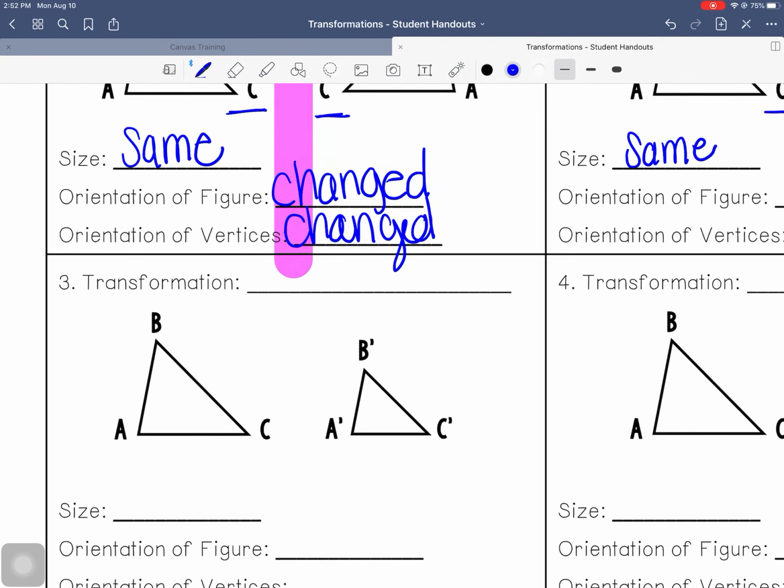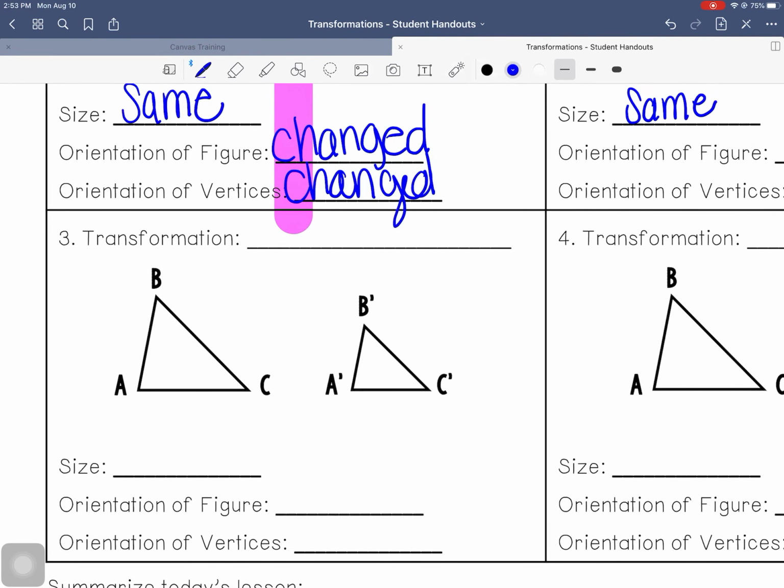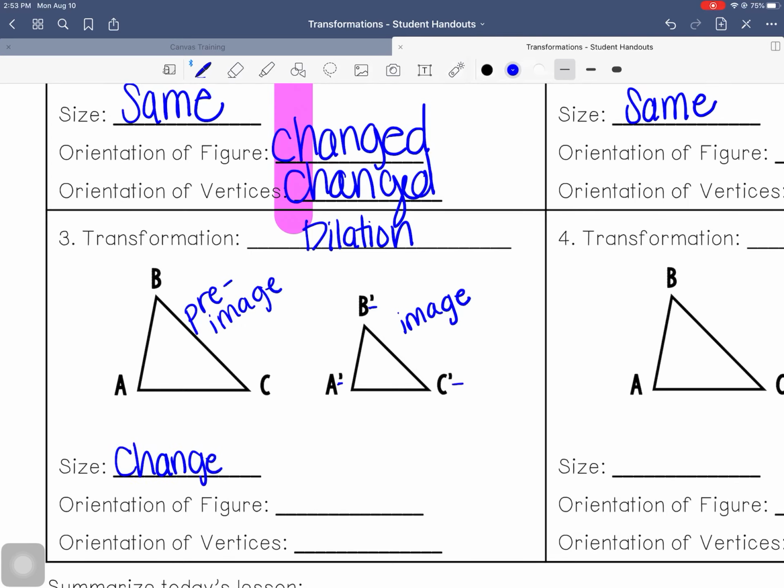Oh, look at this transformation. Well, this transformation has a triangle that is a different size. And the only transformation with a shape that is a different size is a dilation. So we have our pre-image and our image. Again, designated by the prime after the letter on each vertex. And this size changed. And if we want to get technical, we would say it is a reduction because it got smaller. The orientation is the same. And the orientation of the vertices is the same.